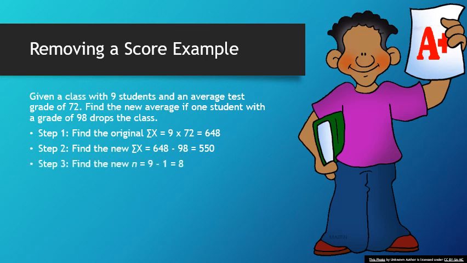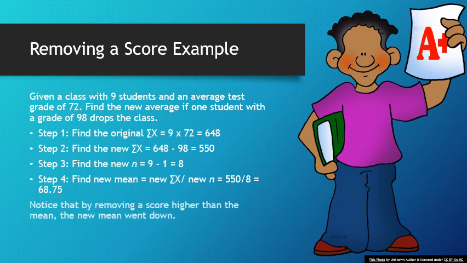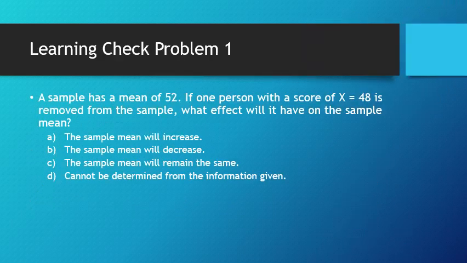Find the new n. Well, there were 9 students, one dropped the class, so 9 minus 1 is 8. Now we can find the new mean, which would be 550 divided by 8, which would give you 68.75. Notice that by removing a score that's higher than the mean, the new mean went down. So the old mean was 72. We took out a 98, which was a really high score. The new mean is lower than that.